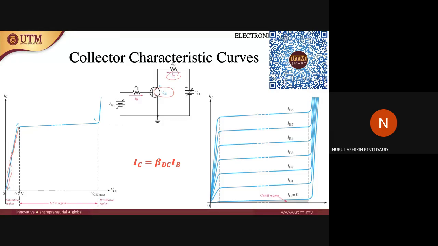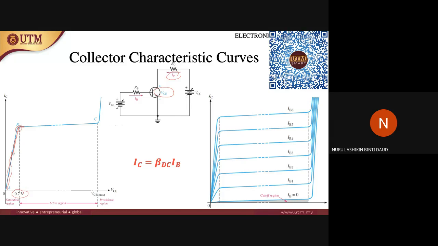But at some point here, the value of the current will start to saturate. It means there are very small changes in the collector current, so we call that the saturation region. This happens after VCE exceeds 0.7 volts, which is the potential drop for the transistor.